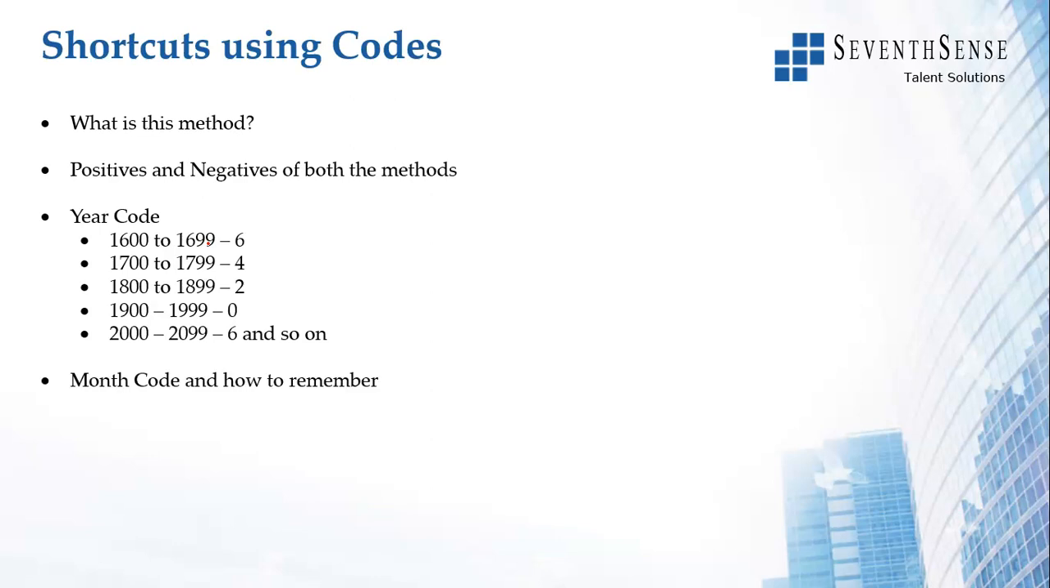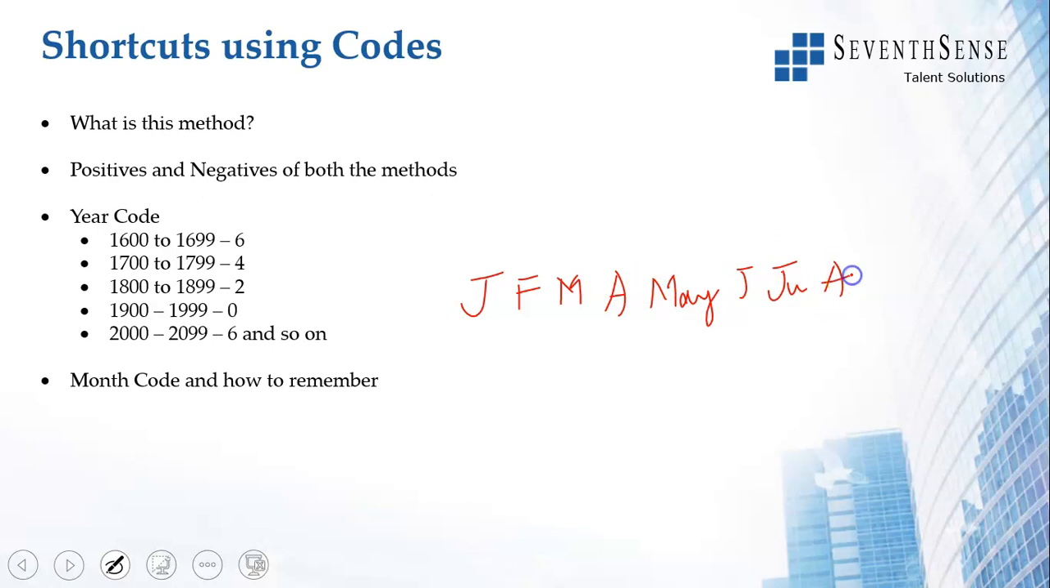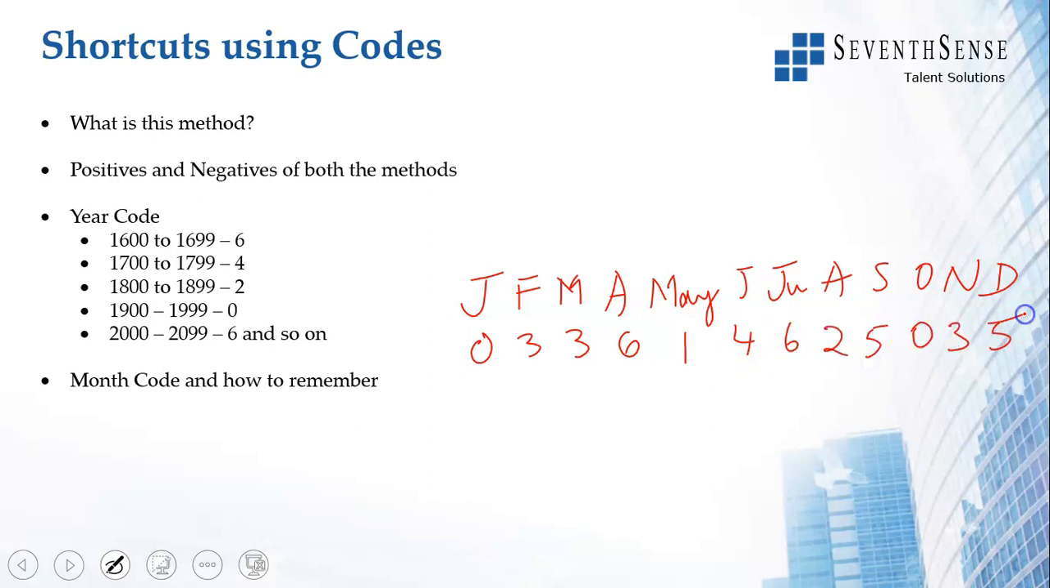The month code. Okay, so there is also something known as the month code, where each month gets a code. We will see how that code comes into use during our calculations. For the month code, there's a simple way to remember. So from Jan, Feb, March, April, May, June, July, August, September, October, November, December, the month code is 0 3 3 6 1 4 6 2 5 0 3 5. Okay, so the corresponding number in front of the month is the code of that month.